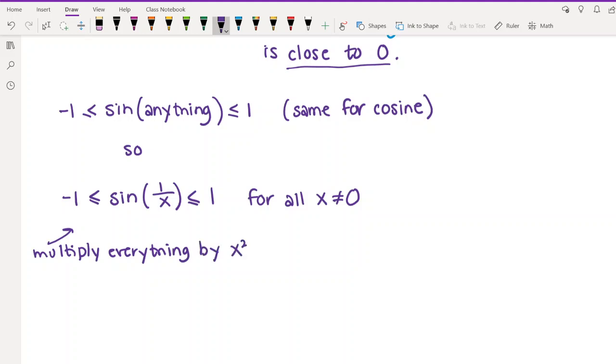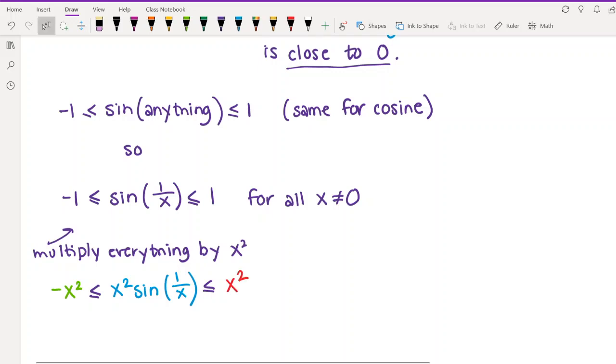And why are you allowed to do that? Well, anytime you have an equation or an inequality, you can multiply both sides by something. The one thing you would need to be careful about is that when you have an inequality, if you multiply or divide by a negative number, that will flip the direction of the less than or equal to or greater than or equal to symbols. But x squared is always positive, right? So we don't need to worry about that. The direction is not going to change. And so if we multiply everything by x squared, we end up with negative x squared is less than or equal to x squared times sine of 1 over x is less than or equal to positive x squared.